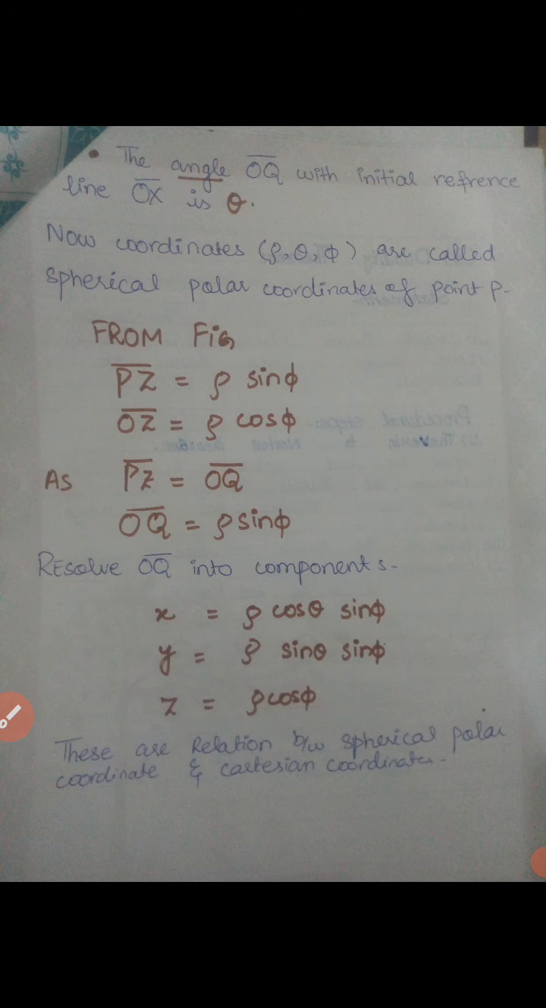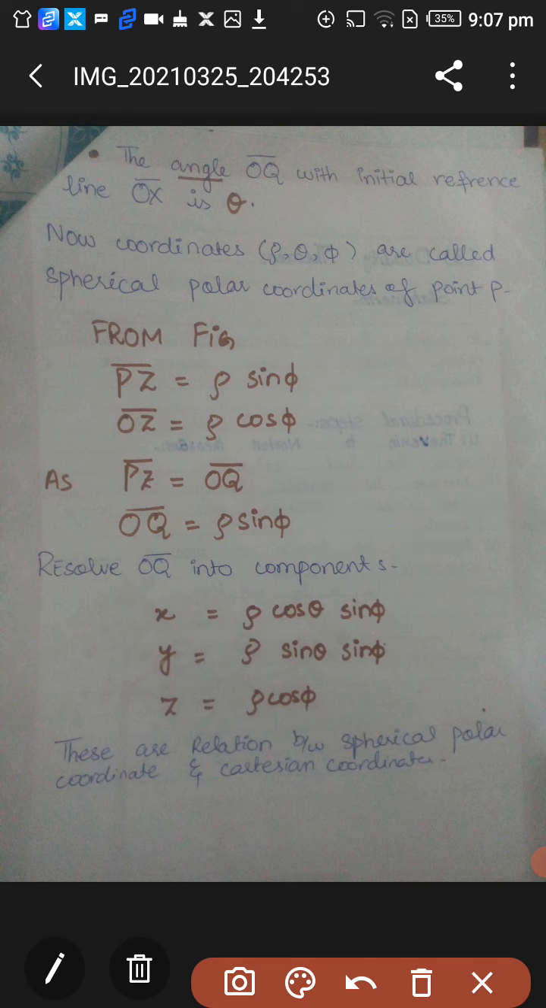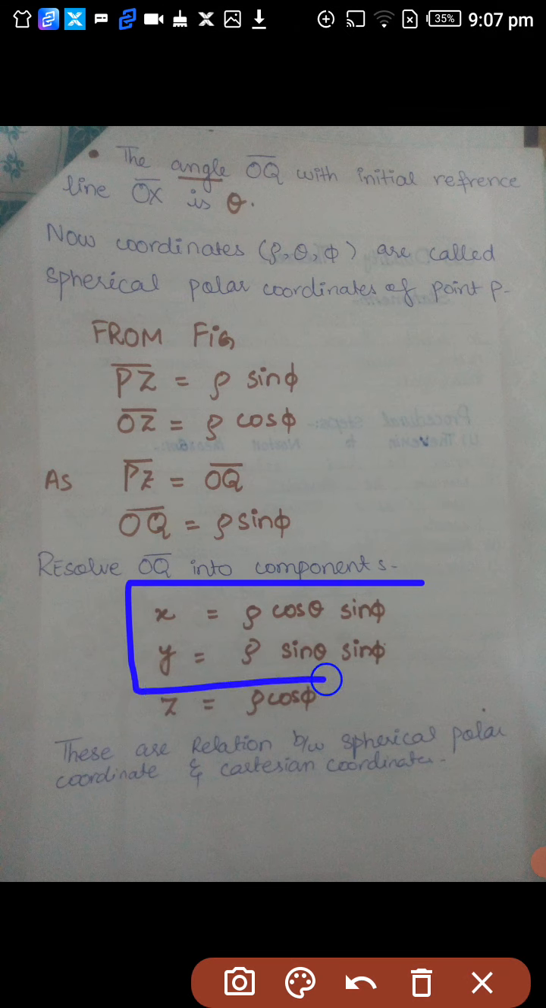Now resolve OQ into two components, that is x is equal to rho cos theta sin phi, and y is equal to rho sin theta sin phi. These are very important components. And the third one is z is equal to rho cos phi. These three components are the basic keywords of the spherical polar coordinate. This is also used as a formula in numerical problems, and you will face problems related to spherical polar coordinates and can solve them by these three terms, x, y and z. So these are the relations between the spherical polar coordinate and the Cartesian coordinate.